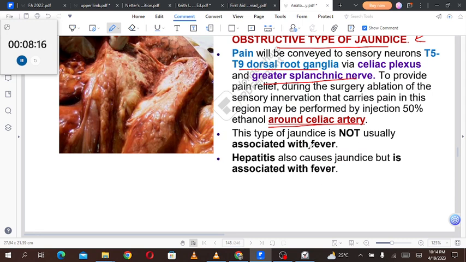This type of jaundice is not usually associated with fever, and hepatitis also causes jaundice but is associated with a fever. So if hepatitis is causing the jaundice, since it is an itis, which means it is an inflammation, inflammatory mediators will be causing fever.